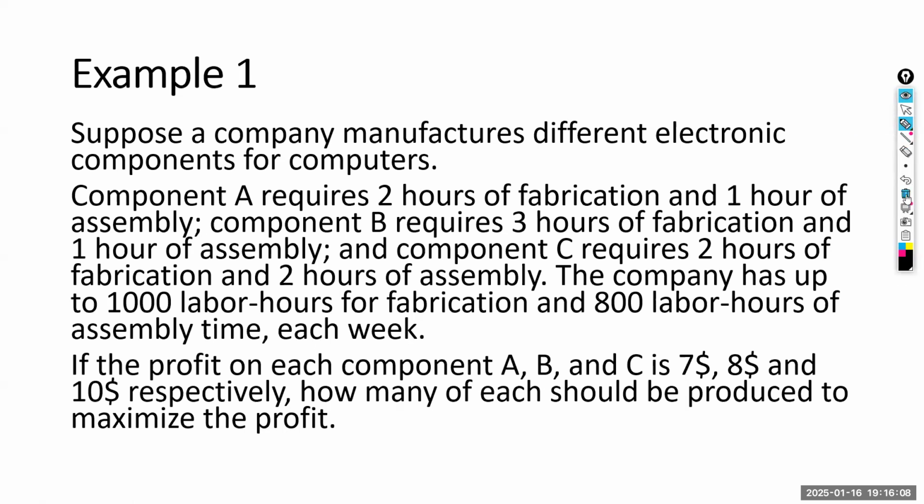You are a manufacturer. You can either produce product A, product B, or product C, or any mixture of those. But you have constraints. What are those constraints? For each unit of product A, you need 2 hours of fabrication, and 1 hour is needed for assembly.